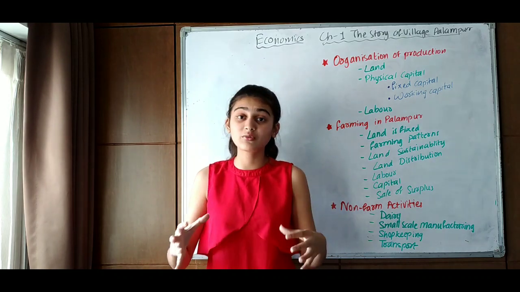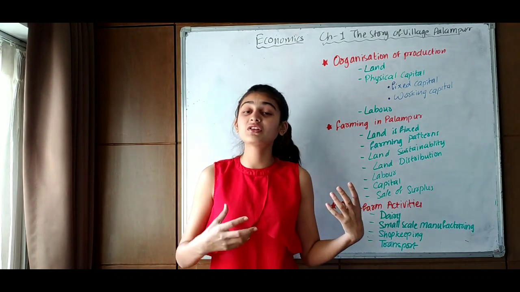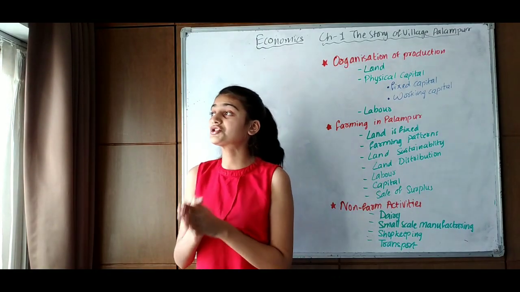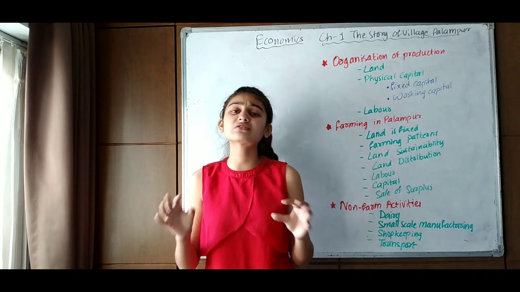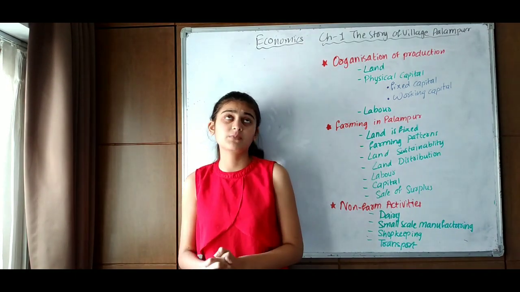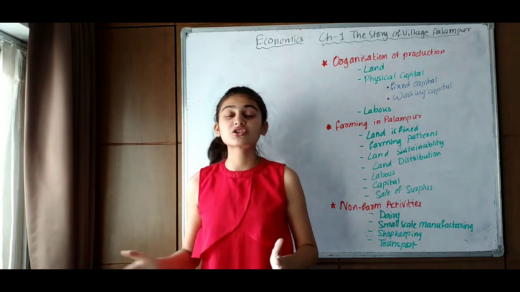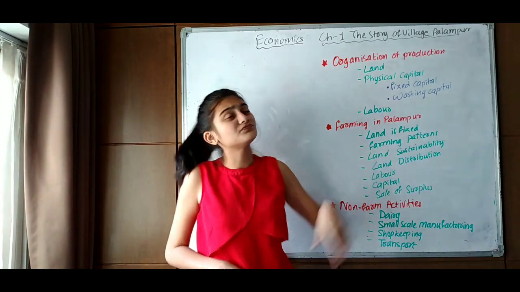Now Palampur's main activity for people practicing for their livelihood is agriculture. Agriculture means farm activity, and 90% of people are engaged in farm activity. Now let's see what is the organization of production in Palampur. So first is land.